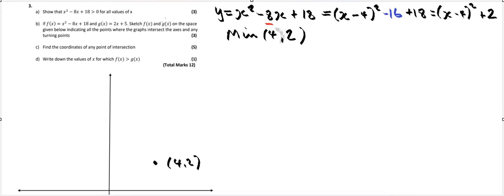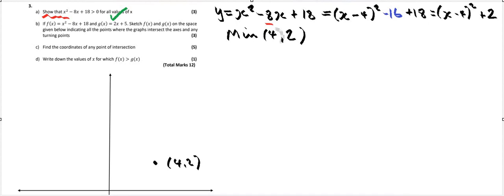So that's my first one taken care of. Oh, sorry, one more thing. Remember that it's "show that", so don't skip any of these steps. Make it clear what you're doing. There are 3 marks, and those 3 marks are for the method. Right, let's go to B.